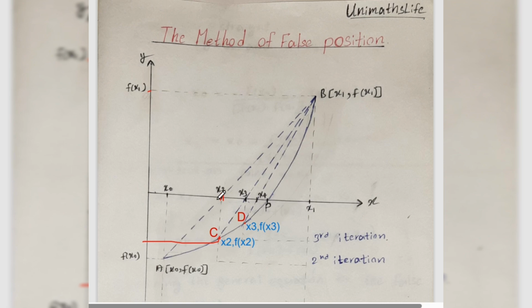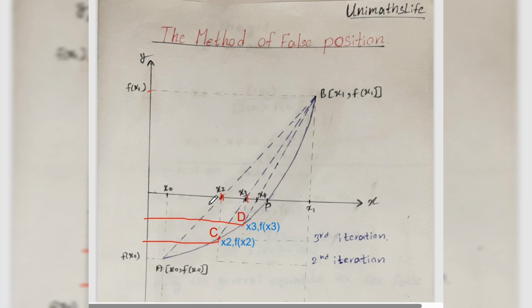Again, the points C and B are joined by a straight line that intersects the x-axis, and the point of intersection is x3. Also, check the sign of f(x3). It is a negative sign. Therefore, the root is between x3 and x1. So, this is the process, and we have to do that again and again until the root is found.